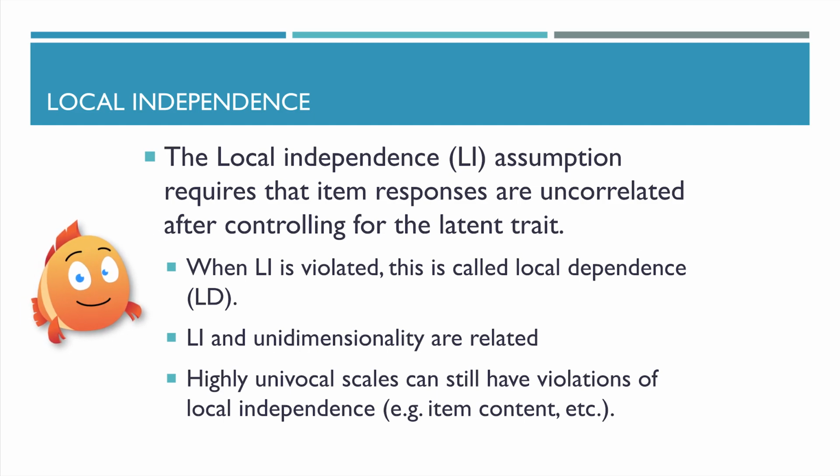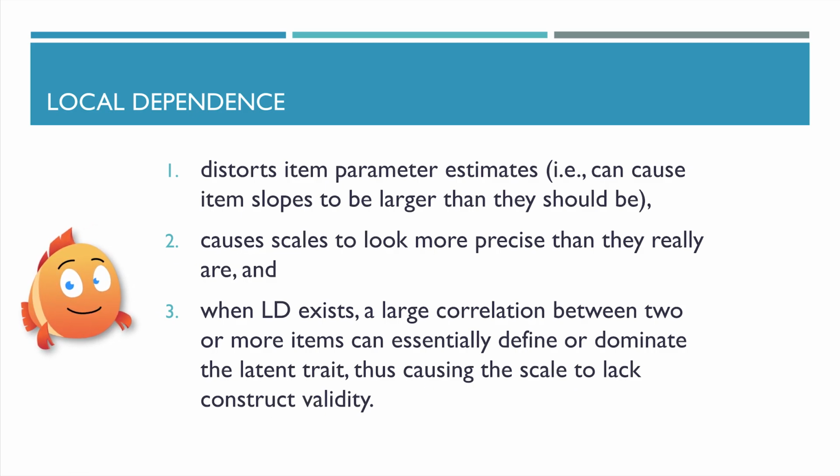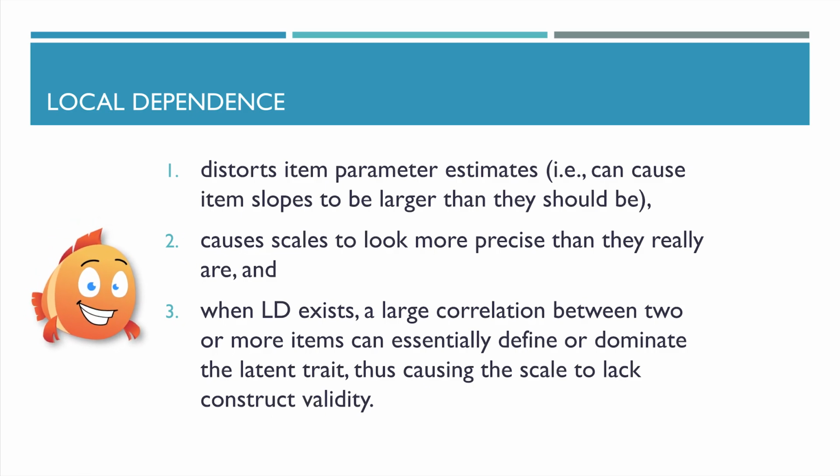But for this model to work, it assumes that item responses are uncorrelated, above and beyond whatever trait they are illustrating with their answers. So local dependence distorts item parameter estimates. It can cause item slopes to be larger than they should be. It also causes scales to look more precise than they really are. So it biases standard errors downward and makes them too small.